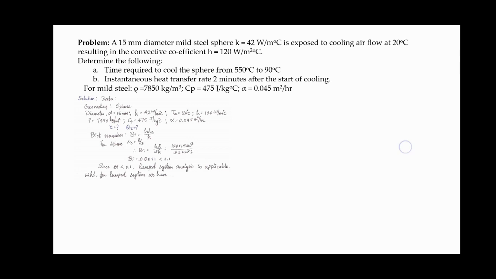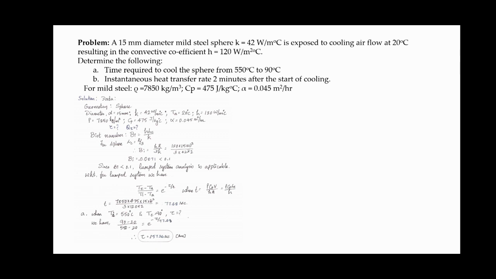We know that for lump system analysis we have T tau minus Ta divided by Ti minus Ta is equal to e to the power of minus tau by T, where T is the thermal time constant given by rho V Cp divided by H into A. V by A can be written as Lc, so I can write T as rho Cp Lc by H. So when we substitute the value of density, specific heat, Lc and convective heat transfer coefficient, we get time constant as 77.68 seconds.